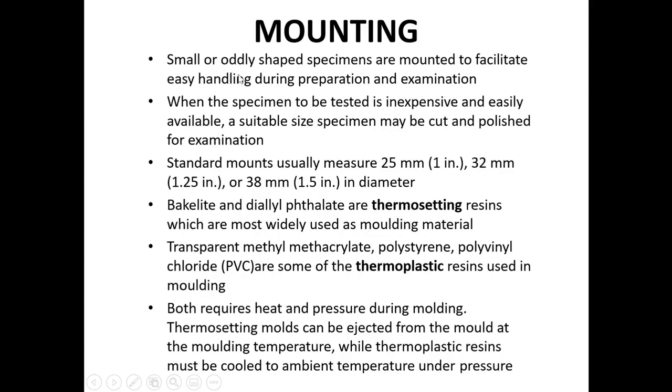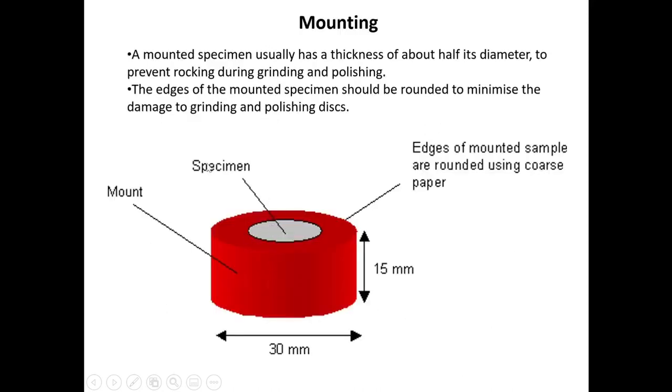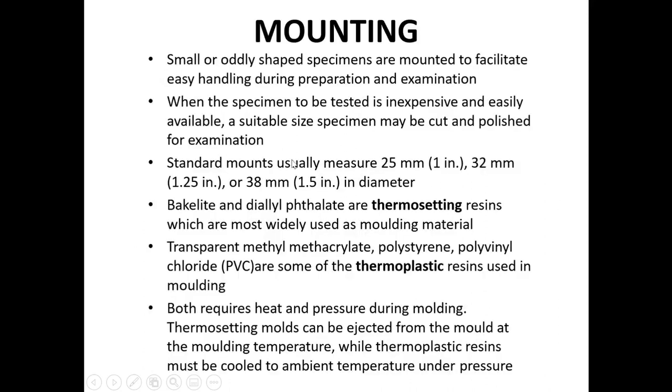In mounting, small or oddly shaped specimens are mounted to facilitate easy handling during preparation and examination. In the figure, they are shown the specimen as a circular part, cylindrical part, but not every time we get the material as a cylindrical. It may be of any shape, any size, so we have to cut it and take it as a sample, and that sample we can mount with any shape into this cylindrical mold. That is mounting process.